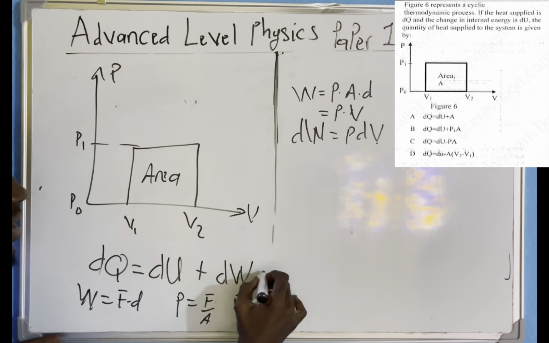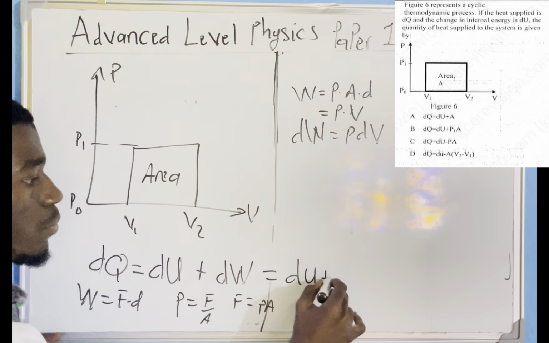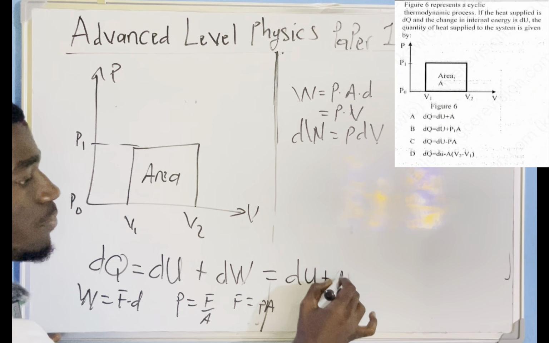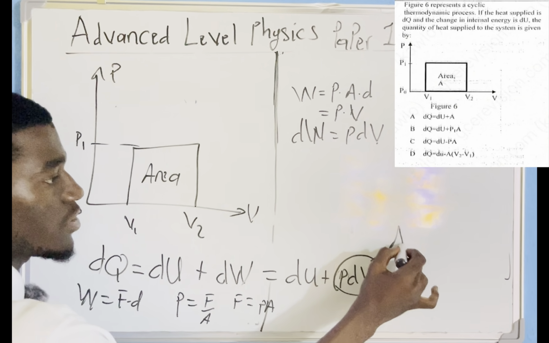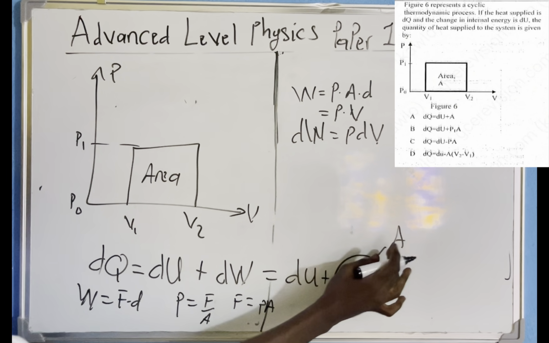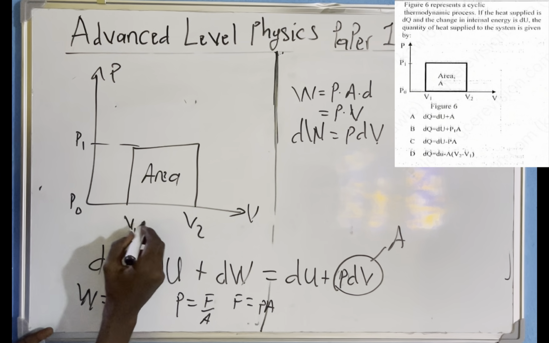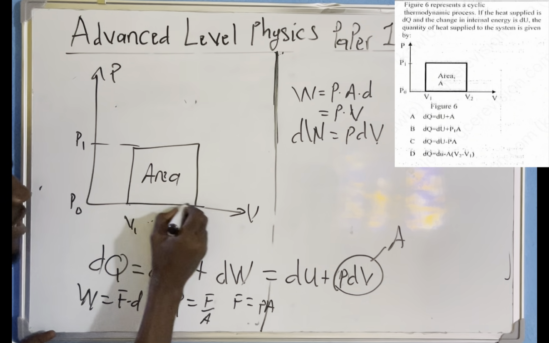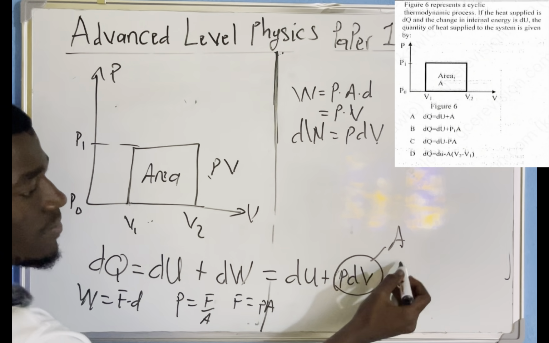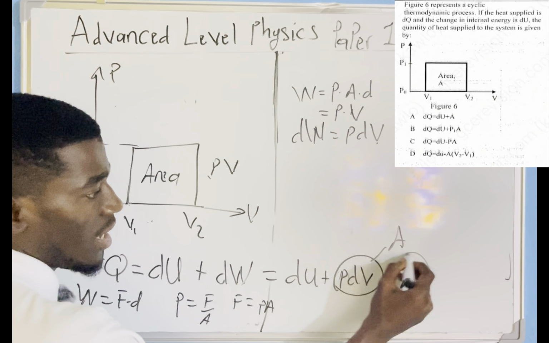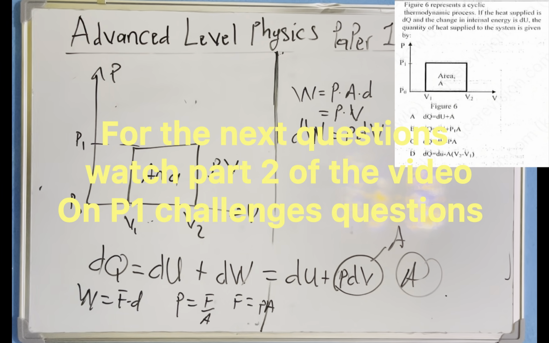It means I can replace this formula by dU plus P dV. Now you see that the dimension of this is the dimension of area under this graph, because the area is this distance and this distance, so it is PV. So I can simply replace this by the area, making the correct proposal to be A. As simple as that. Now, next question.